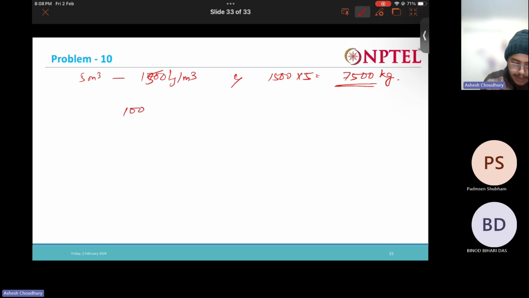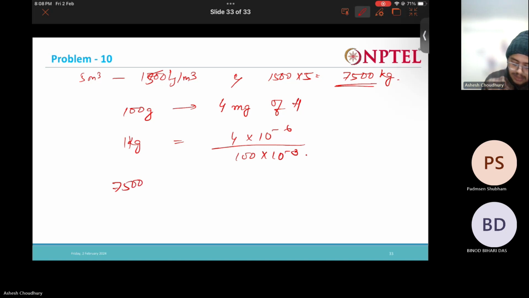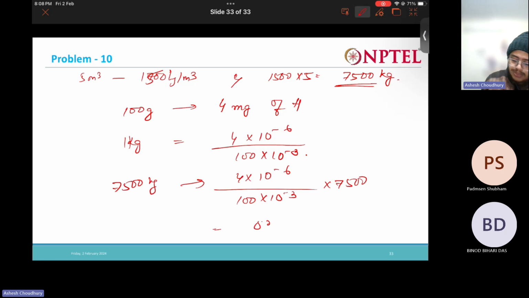Now 100 gram adsorbs how much? 4 milligram of hydrogen. So if we convert everything to kg terms, it will be 4 into 10 to the power minus 6 kg, and this 100 gram to kg again is 100 into 10 to the power minus 3. So 7500 kg will adsorb 0.3 kg of hydrogen.